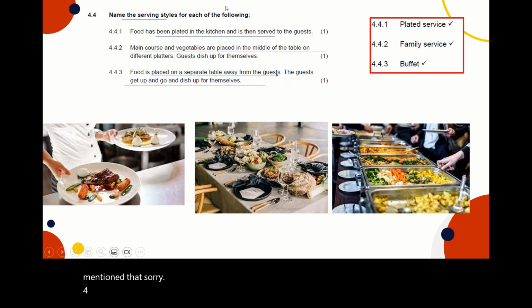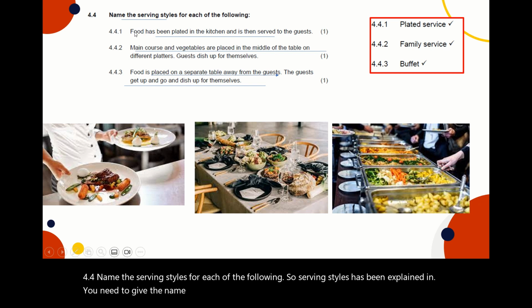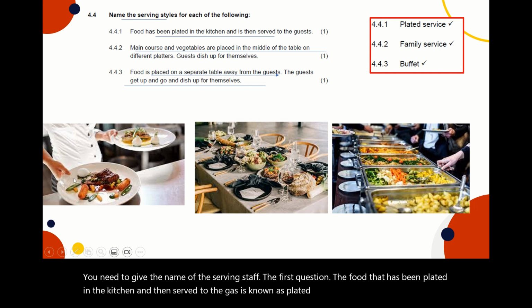4.4, name the serving styles for each of the following. So serving styles has been explained, and you need to give the name of the serving style. The first question, the food that has been plated in the kitchen and then served to the guests is known as plated food or plated service, as you can see on this picture over here.